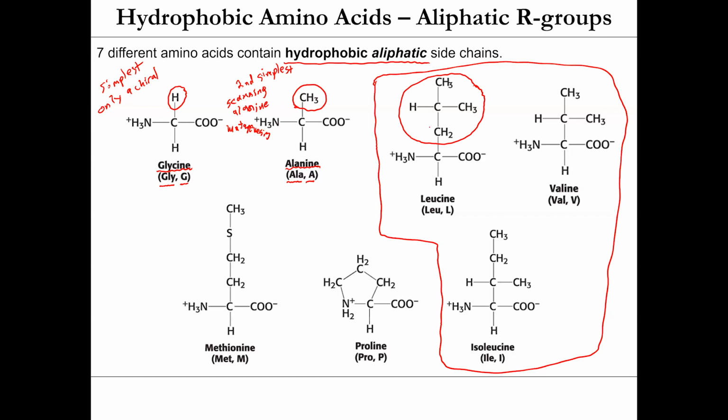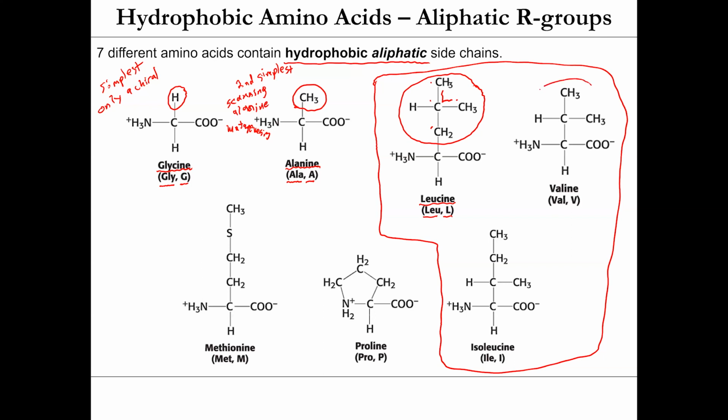So there's 1, 2, 3, 4 carbons on it, and it sort of forms this L here, which I think helps me remember the name leucine. So leucine, LEU, and then the one-letter code is L, so pretty easy. The next one is valine.